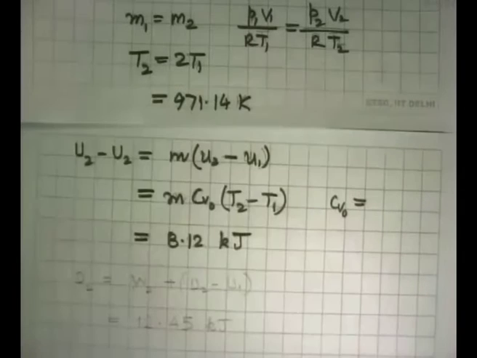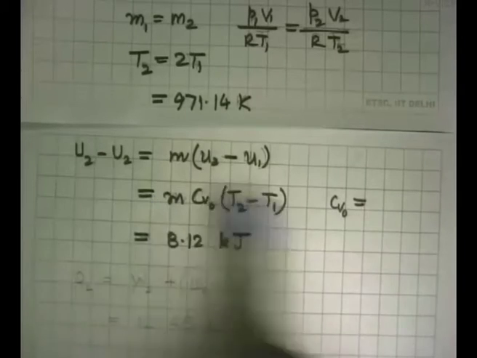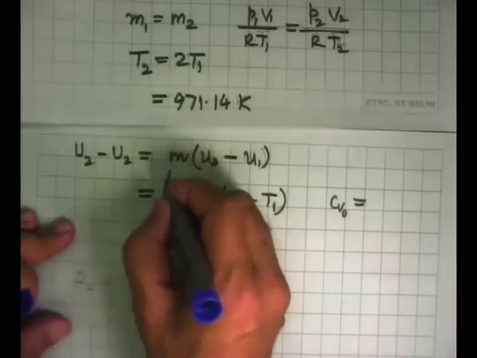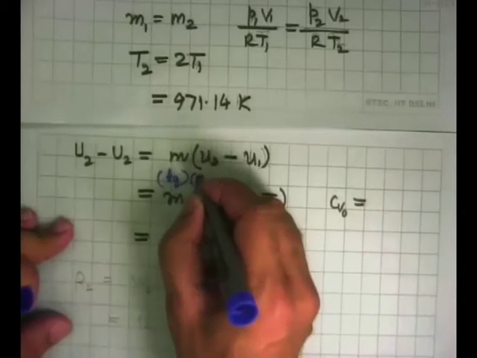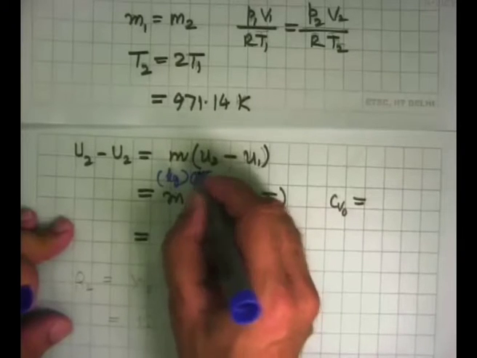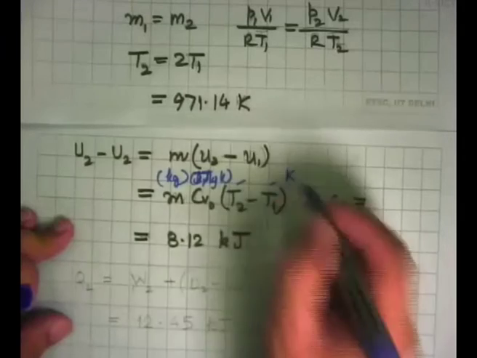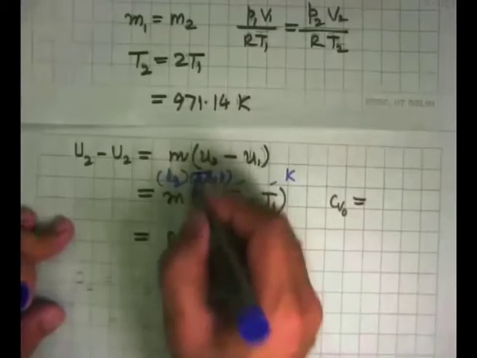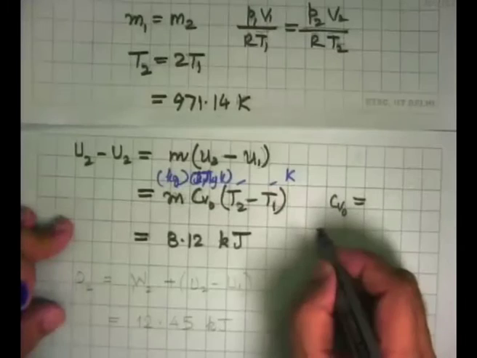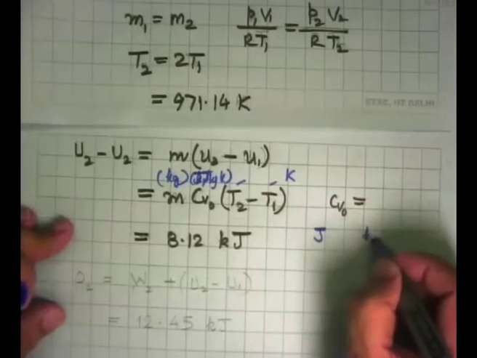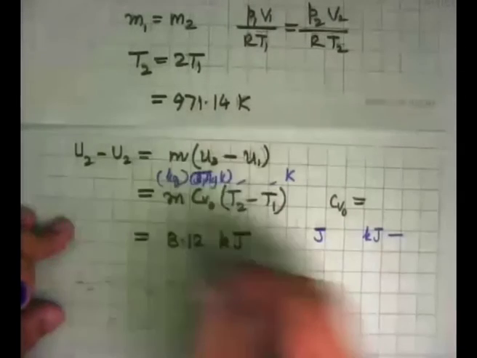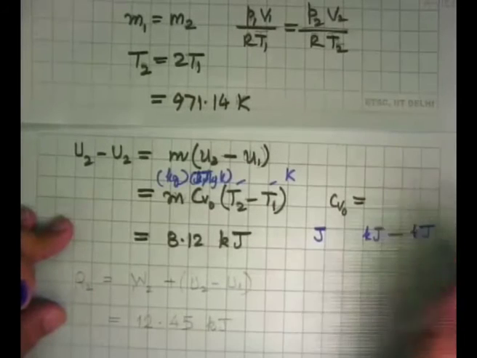Please remember that units have to be maintained in this calculation when you write everything. Mass has to be in kg, CV0 is say joules per kg per Kelvin, and both temperatures in Kelvin. So if this was joules per kg Kelvin, your U2 minus U1 will be in joules. If initially we took kilojoules, we must consistently keep kilojoules and make sure the final answer is also in kilojoules.